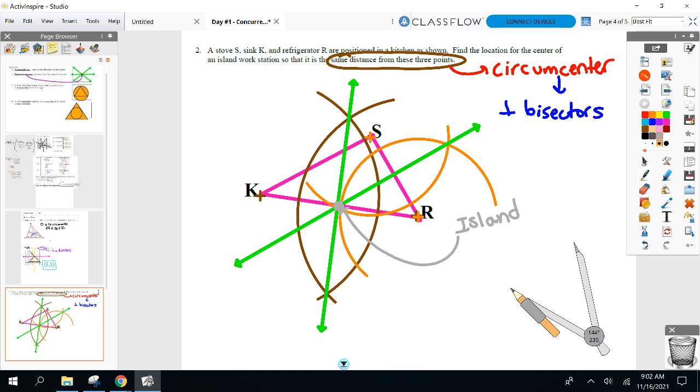Now, if you wanted to do the third one as just a check, you could, to make sure the first two are correct. But if you're satisfied, I'm not going to force you to do a third one. The third one I just call a check, just to make sure it does go through the other two.